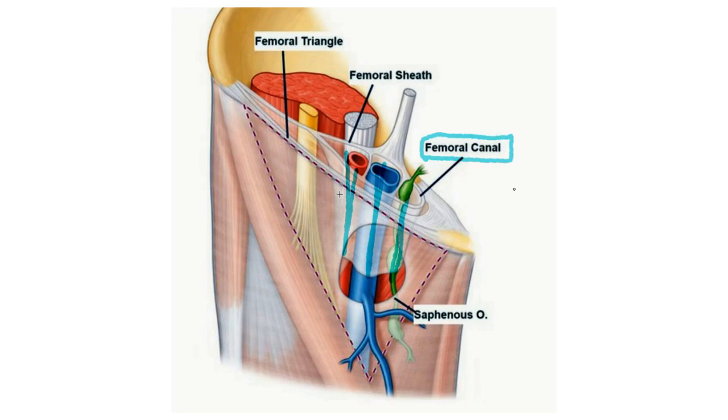There are special connective tissue septa which subdivide the femoral sheath into three compartments. The most lateral compartment is for the femoral artery. The intermediate compartment is for the femoral vein, and the medial compartment is for lymphatics, fat tissue, and some connective tissues, which is known as the femoral canal.